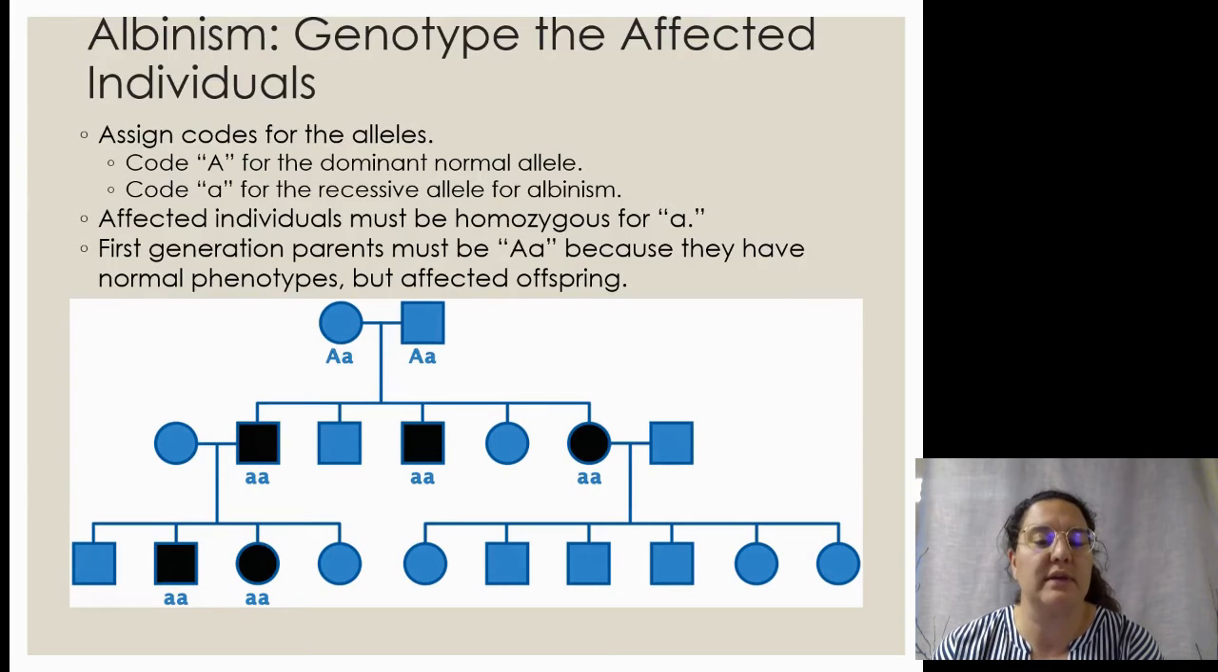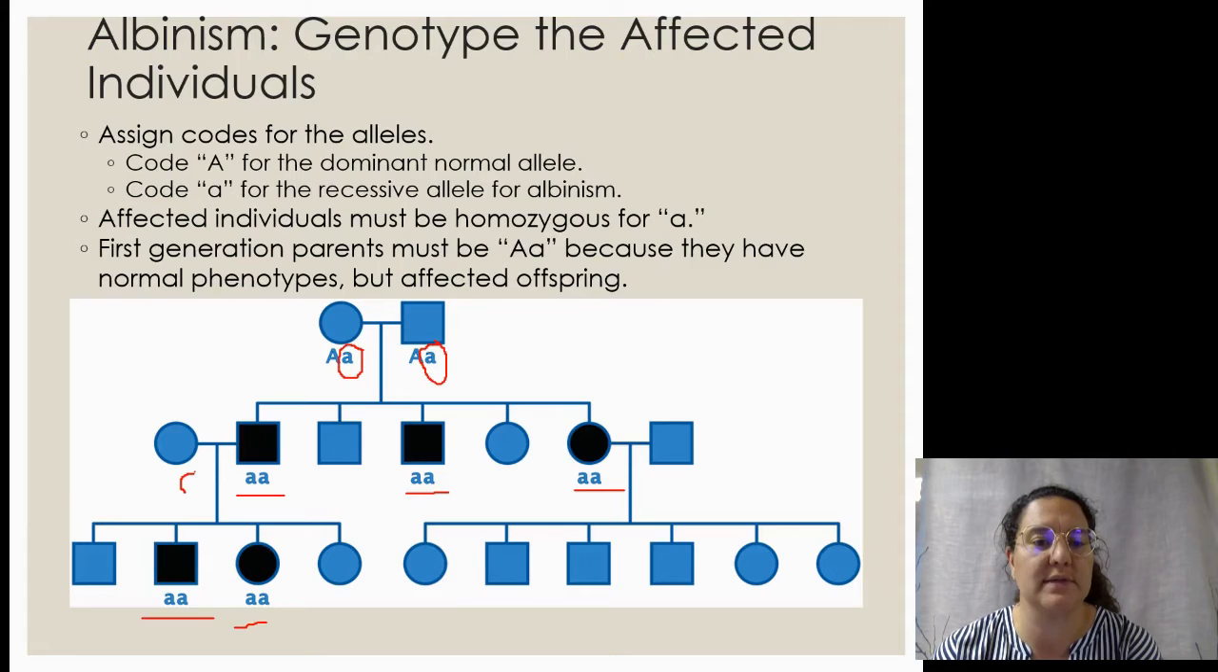So if we want to give now the genotypes for the individuals, we know that all of our affected individuals are going to be homozygous recessive for the trait and have 2 recessive alleles. Next, we're going to work upwards to the parents of affected individuals. And both of them, because this is a homozygous recessive trait, must carry 1 recessive allele.